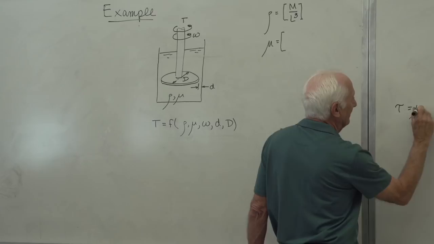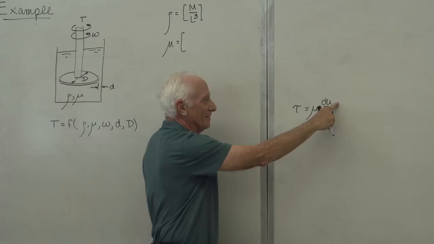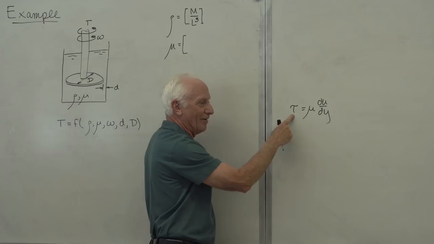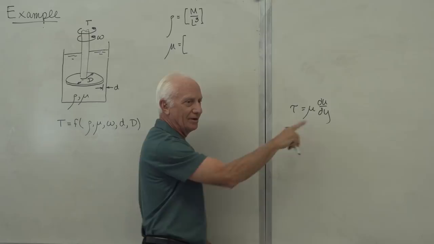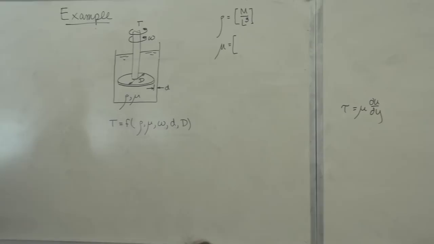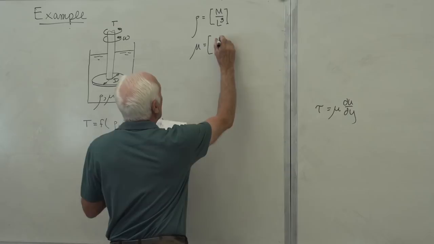You know what U is, length per time. You know what that guy is, length. You know what he is, force over area. What's force? M L over T squared. What's area? L squared. You can do it yourself. You don't need a table. That's just a little helpful thing. But you got the table, so go find mu in the table. Mu, M over LT.